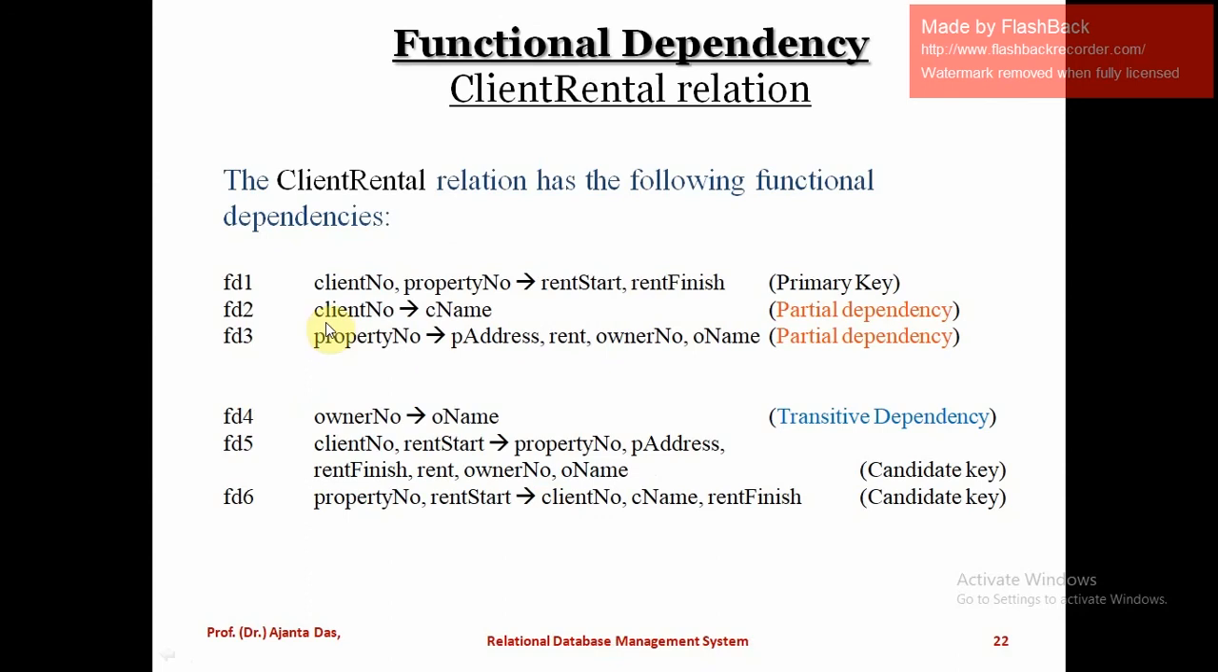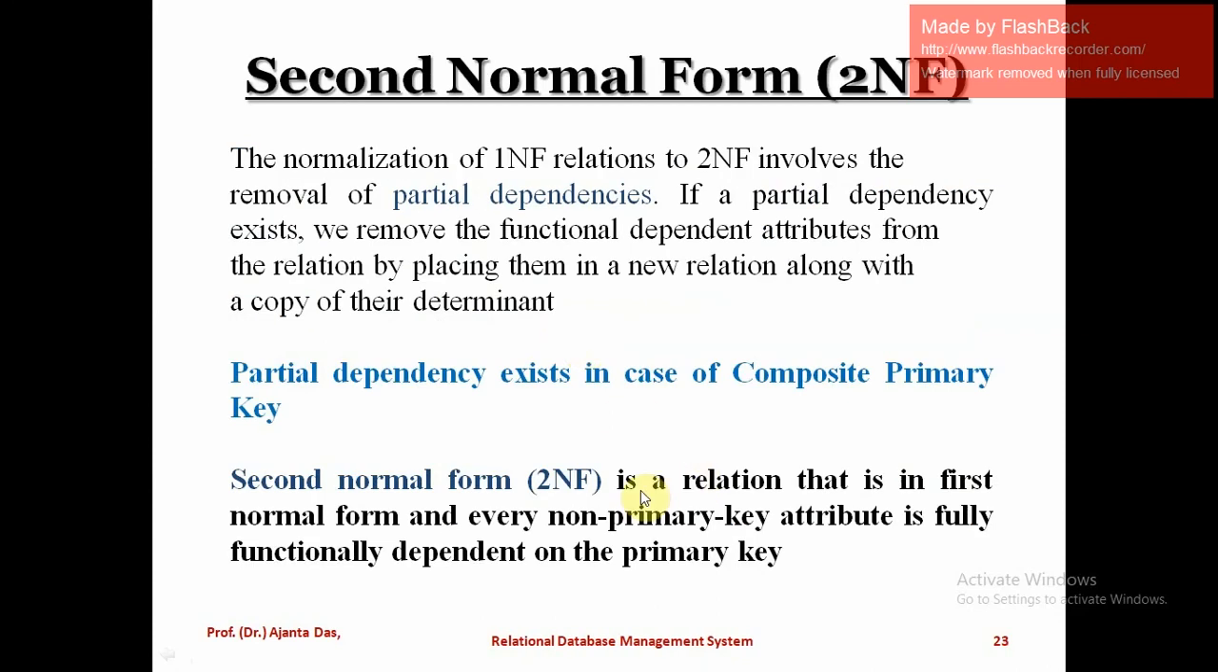So, in this case, the moment we have partial dependency, each and every attribute is not fully functionally dependent on this primary key, then we cannot say that this is in 2NF. So that is why we have to remove this partial dependency. How can we do so?